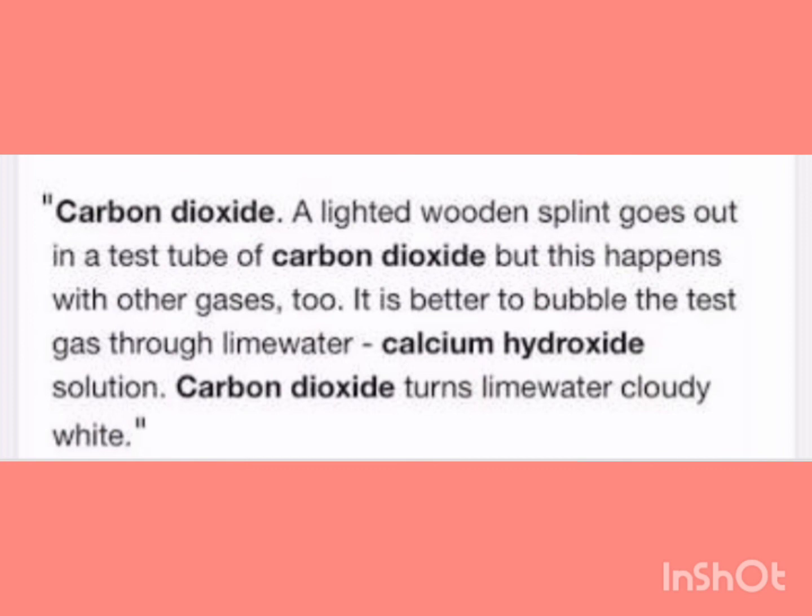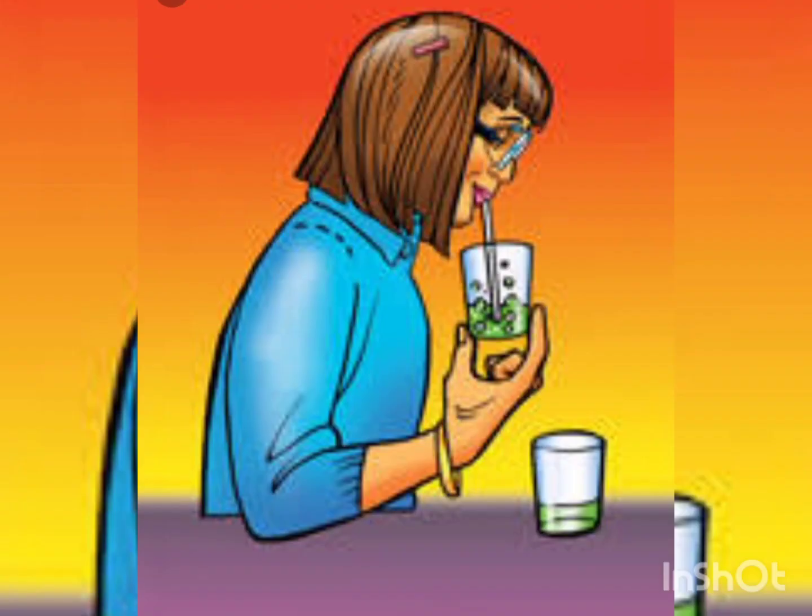A lighted wooden splint goes out in a test tube of carbon dioxide, but this happens with other gases too. It is better to bubble the test gas through lime water, a calcium hydroxide solution. Carbon dioxide turns lime water cloudy white.